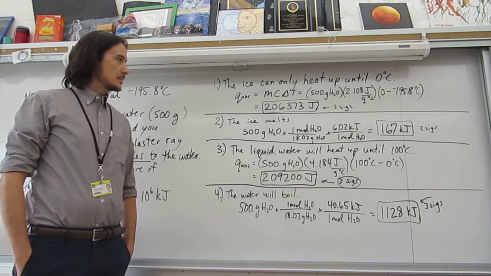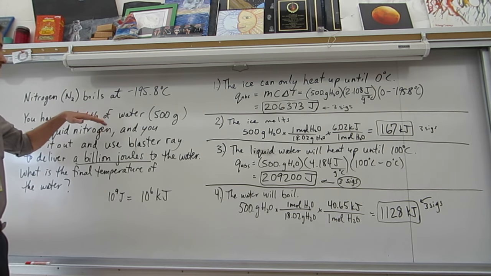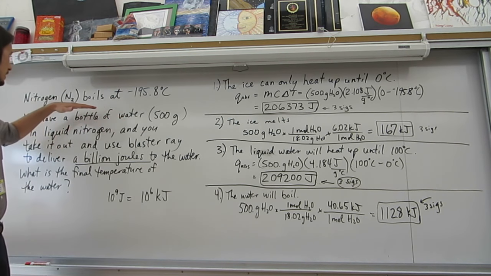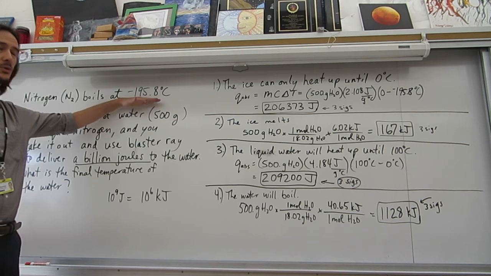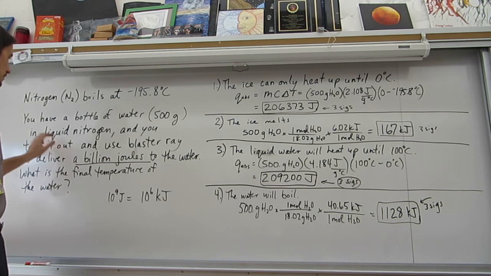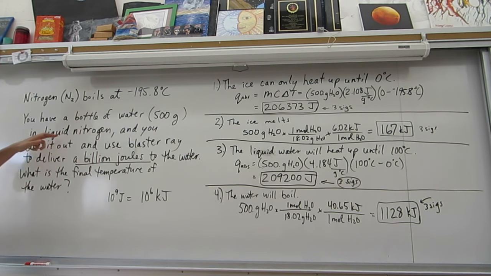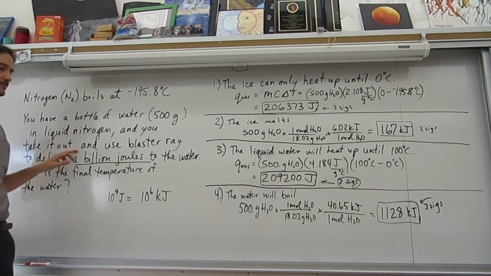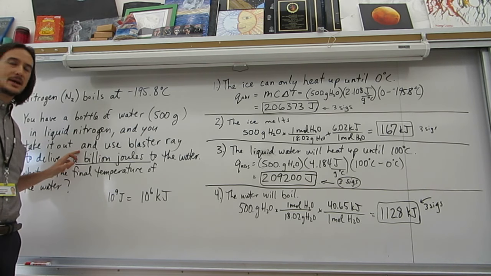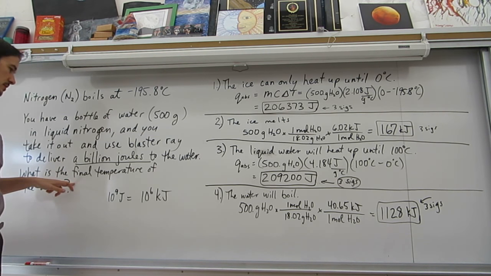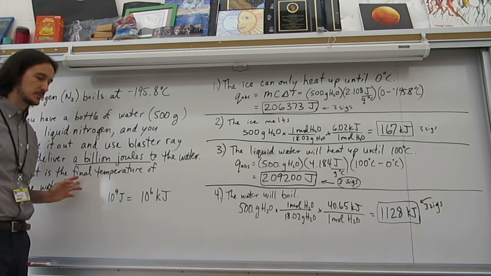All right, so we have a problem here, and it's going to be a sample of water, and we're going to give it a lot of energy. I just gave you the boiling point of nitrogen here. So we imagine we have a bottle of water, and I'm going to say 500 grams. It's about 16 ounces, and in liquid nitrogen, and we take it out. We take it out, and we use a blast array to deliver 1 billion joules of energy to the water. The question is, what's the final temperature of the water?